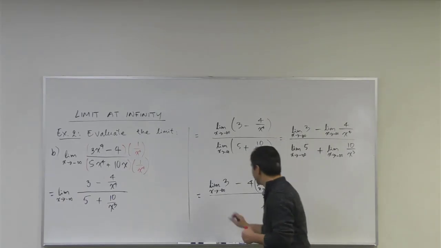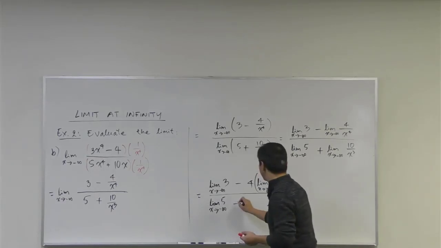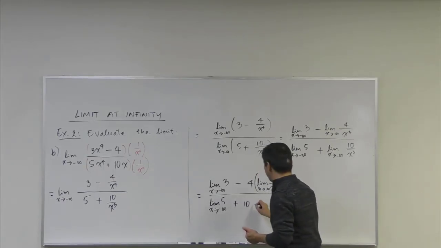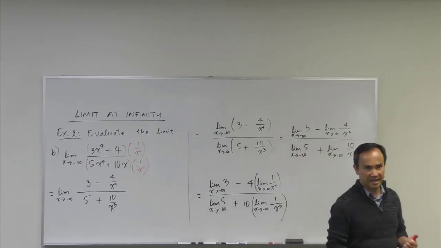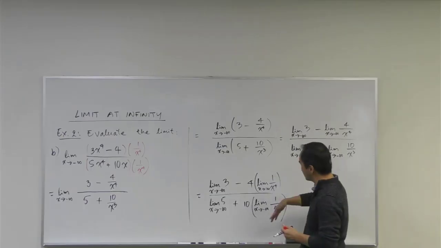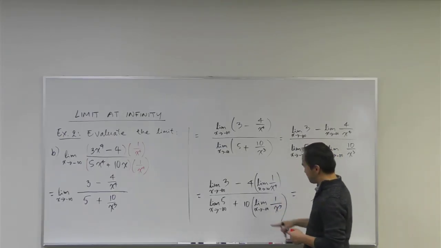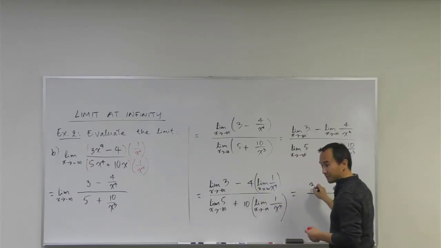Then 5, negative infinity, plus 10 times the limit as x goes to negative infinity of 1 over x cubed. Right now I'm demonstrating the idea, so I have to tear it down to the level where I can convince you. But later on, when you write your actual work, you can start picking in the answer right from here. The limit of a constant goes to the same constant.